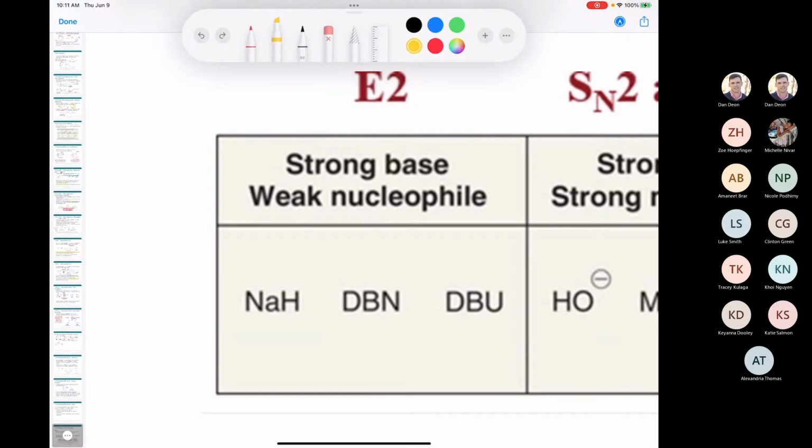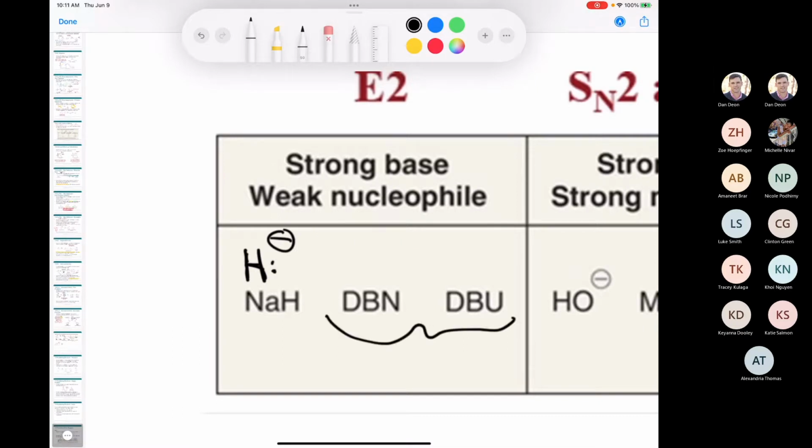So strong base, but a crummy nucleophile. Now, if you're wondering, if this is sodium hydride, why wouldn't hydride be a good nucleophile? I can see why it's a strong base, it's got a negative charge, but why would that be a weak nucleophile? The reason it's a poor nucleophile is because it's so small, it's not polarizable. It can't distort its electron cloud, and therefore it is a crummy nucleophile.